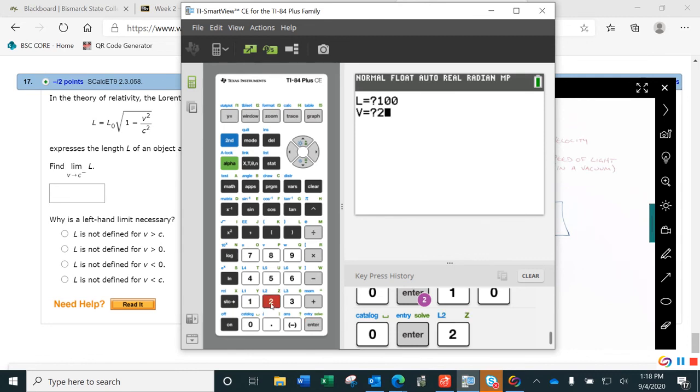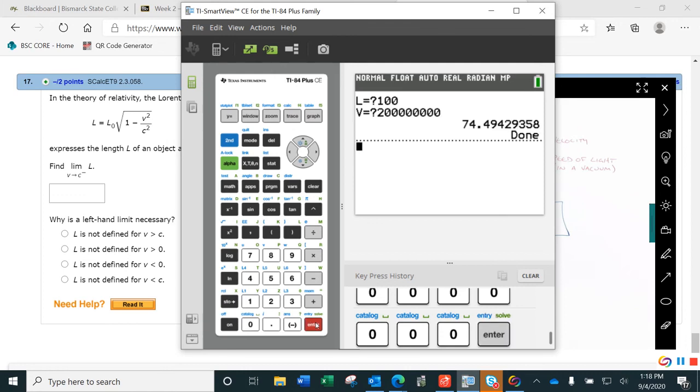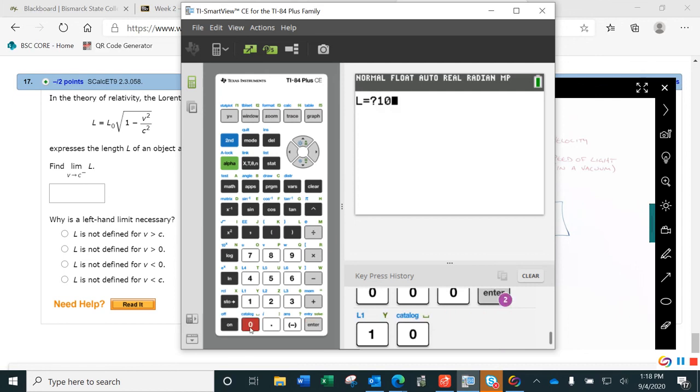Now let's go 200 million. That might have been better in scientific notation, but I'm going to be dramatic here. So at 200 million meters per second, that length of the craft has shrunk to just a touch under 74.5 meters. So you can see it shrinking. Call it up again. I'm just hitting enter to call it up again, otherwise you can push program and then call it up. Let's use that same 100 meter length craft.